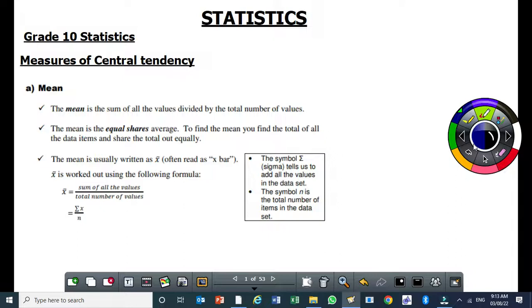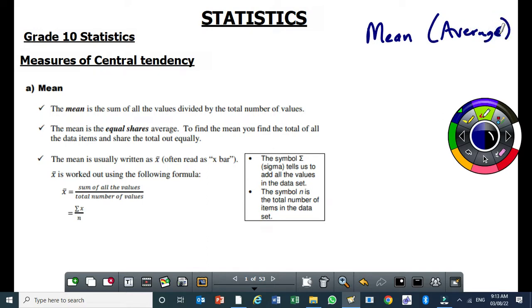Measures of central tendency, there are three. Okay, there are three measures of central tendency. We have what's called the mean. Now, the mean, in grade 8 and 9, you were told that it's also called the average.